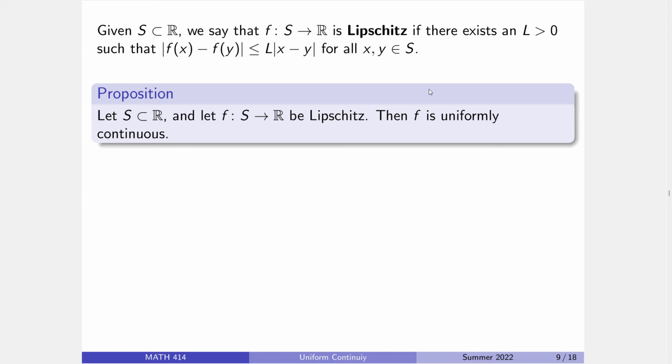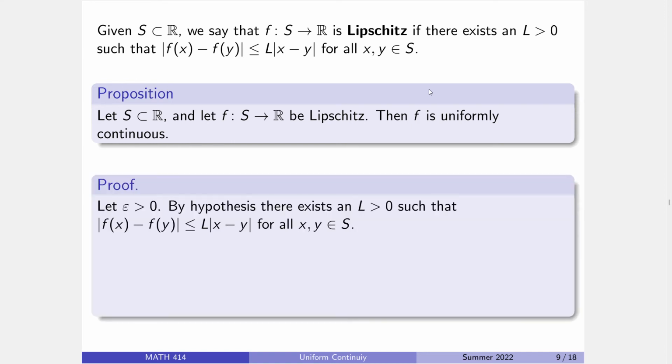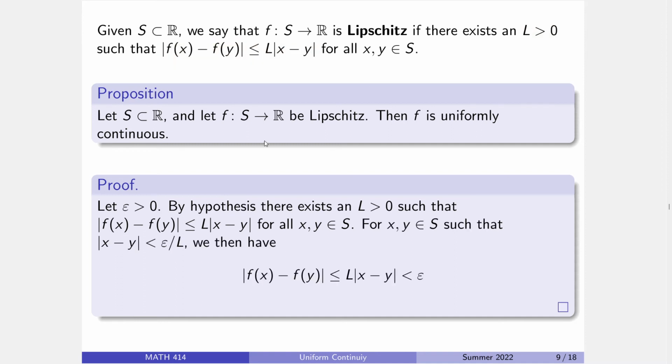Alright, let's prove that every Lipschitz function is uniformly continuous. Note that it's going to be pretty easy. Let epsilon be greater than zero. By hypothesis, there is a strictly positive L so that this holds. For any x and y that are within epsilon over L of each other, Lipschitzness guarantees this, and this is guaranteed by that. And there we go. Every Lipschitz function is uniformly continuous.